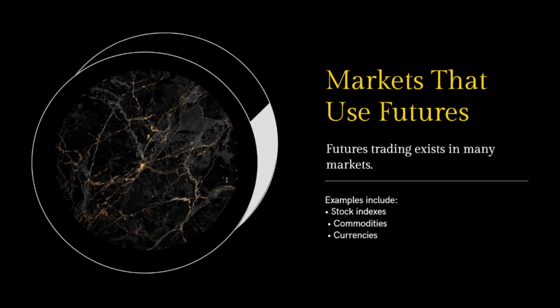Now, futures trading exists in many markets. So, for example, futures contracts exist for things like stock indexes, commodities, currencies, oil, gold, and also agricultural products. Large companies, institutions, and investors use futures contracts to manage price changes in these markets. But traders participate in futures markets mainly to profit from the price movement. So if a trader believes the price of a market is going to rise, they can buy. And if they believe the price will fall, they can sell. And that's the basic idea behind futures trading.